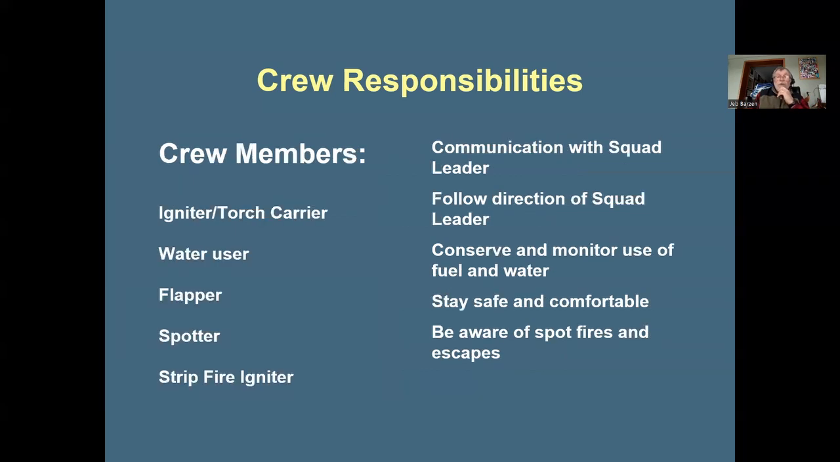For a crew member, you're communicating with your squad leader, you're following the direction of the squad leader, you're conserving and monitoring the use of the resources that you have available to you, you are staying safe and comfortable, and you're being aware of any watch out situation, and in particular, spot fires and escapes. This would be true if you're carrying the torch and using the torch, if you're using the water in your pump can, using a flapper, being a spotter, doing strip fires, all those roles have these same sorts of responsibilities. Generally, no member is lighting more fire than what their crews can handle. And so it's all crew members' responsibility of maintaining a state of awareness.